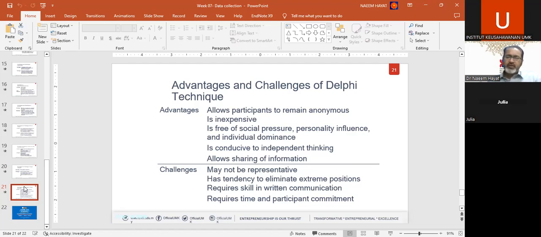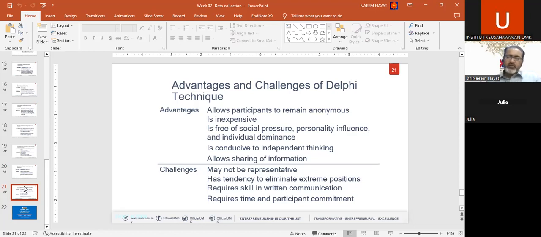As in a focus group or other interviews, the communication skill of the writer, the data collector, is quite important. It requires time and participant commitment to provide the data, and they need to be there for some time and answer maybe critical questions as well. So these are some of the issues that relate to utilizing the Delphi technique for data collection.